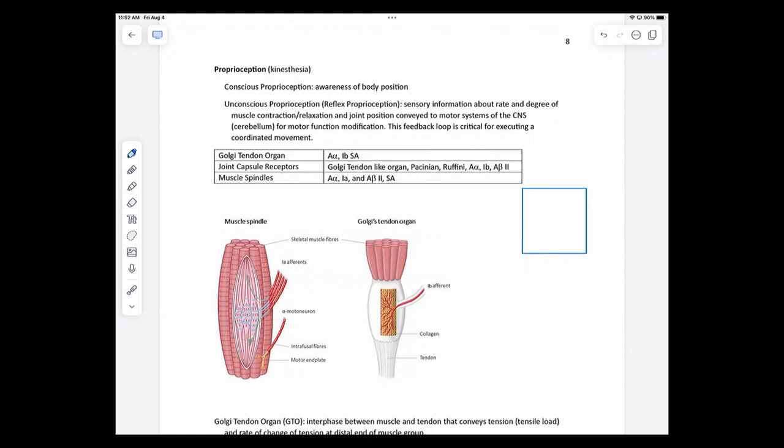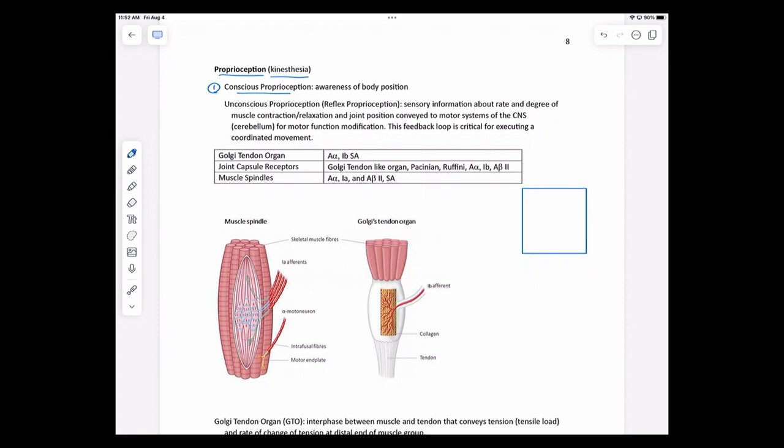Let's take a few minutes and talk about the sensory modality we call proprioception. Another word for that is kinesia. There are two kinds of proprioception. One is called conscious proprioception. Conscious proprioception is my awareness of where my body parts are in space. In other words, if you held your hand up, you don't have to look at your hand to know where it is. You simply know where it is.